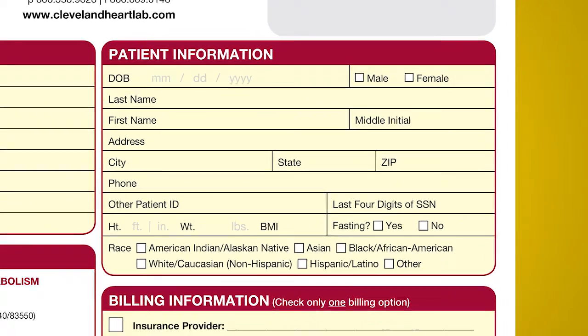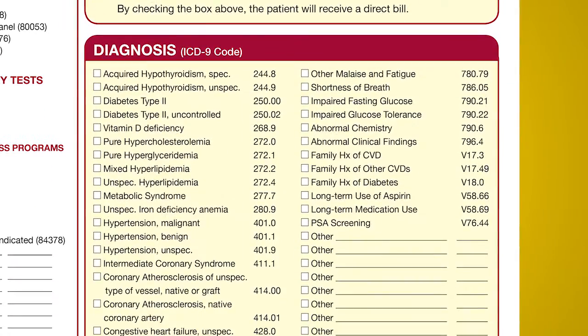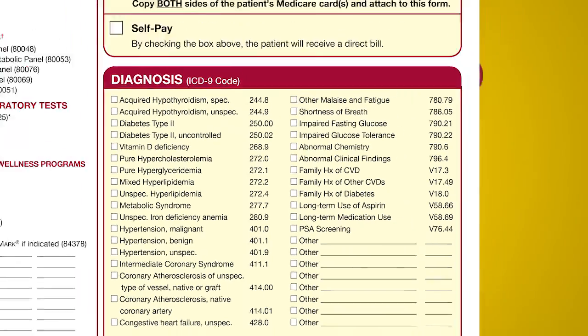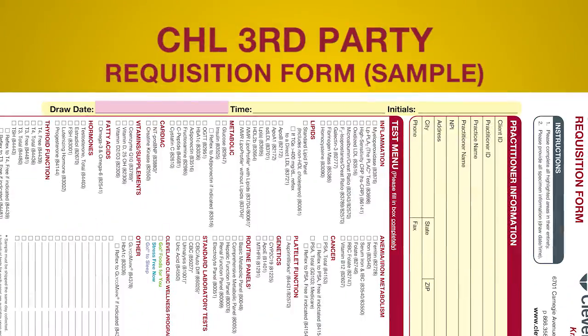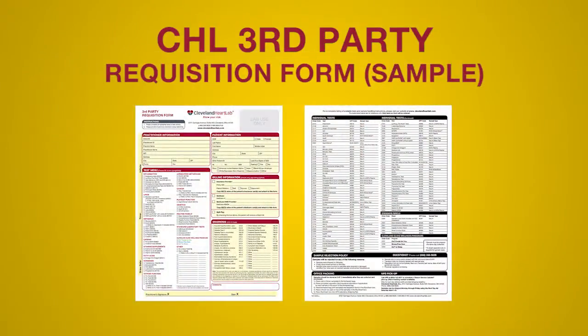Patient insurance information. Please provide us with a clear copy of the patient's insurance card. Please be sure to mark all appropriate ICD-9 codes on the requisition form. Please provide draw date, time, and phlebotomist's initials. Draw date and time are required to ensure the sample is still within the proper time frame for accurate resulting. Draw date is also required to submit a Medicare claim. If any information is missing, it may cause a delay in processing the sample.